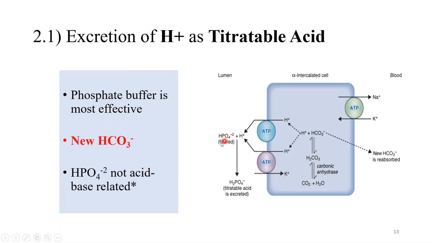This hydrogen is basically titrated against HPO4, which is filtered. So it's being made in the body and filtered in the glomerulus, and comes to this part of the tubule, gets titrated with hydrogen, and forms H2PO4, which can then be relatively easily excreted. Okay. So this is one part.